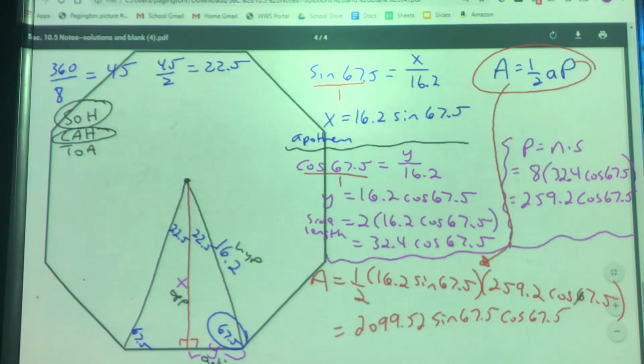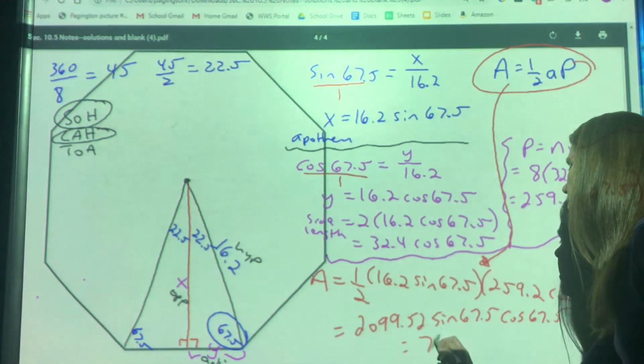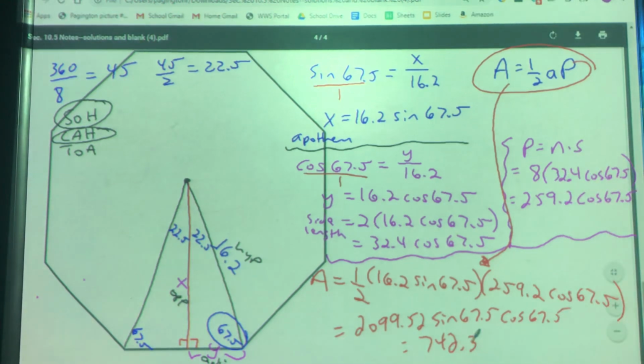If I'm going to put that in my calculator, I've already got my 2099.52 in my calculator, so I go times sine of 67.5. Again, at this point, you can either close the parenthesis and then do times cosine 67.5, or you can hit equals here, and then go times cosine of 67.5 equals. And then if you round that to the nearest tenth, you get 742.3. And my units on this one are inches, so I'm going to say inches squared.